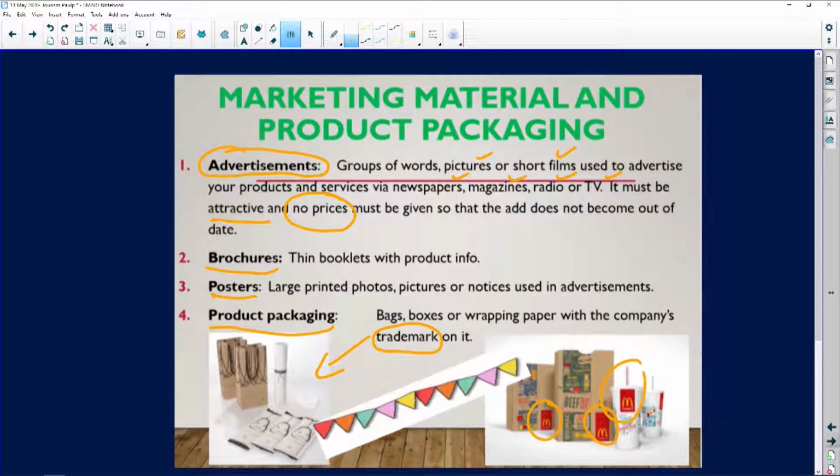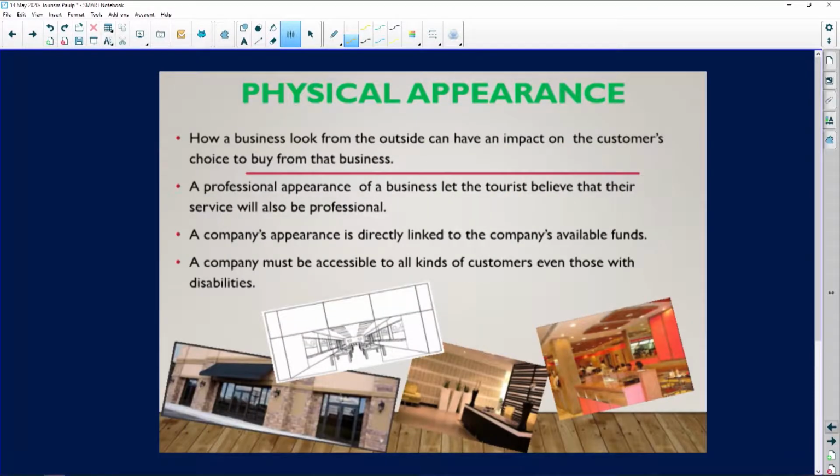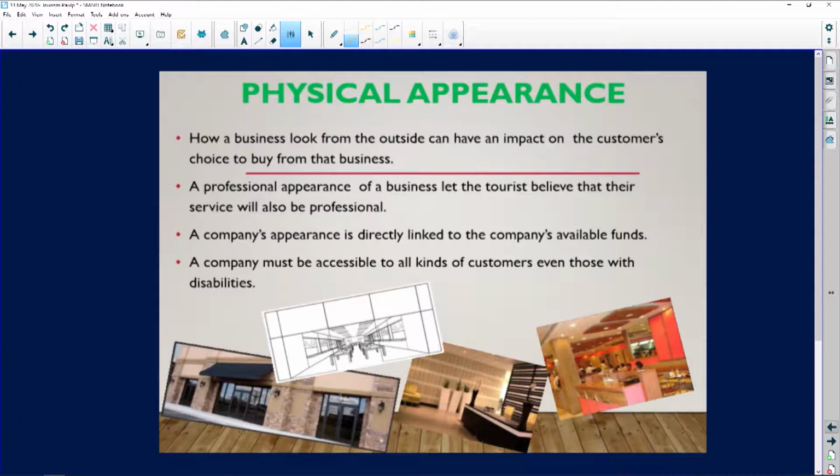Okay. Physical appearance. So guys, the physical appearance, as mentioned earlier, is the way your business premises look. It can also pull through to your workers' uniform. It can pull through to the inside of your business. It can even pull through to your vehicles that you use to go and buy products and services for your company. So physical appearance, if we have a look at the textbook definition here, it's what your business looks like from the outside. It has an impact on the customer's choice to buy from that business.